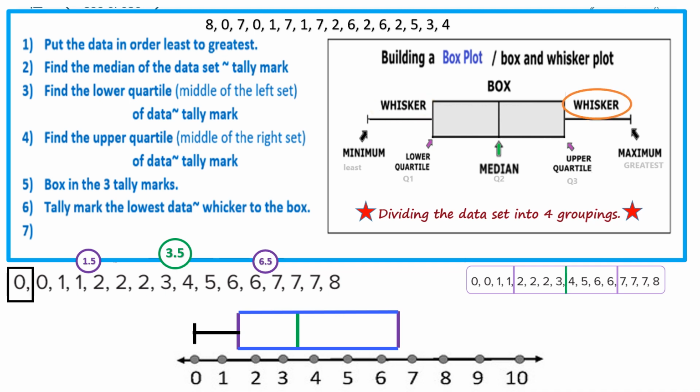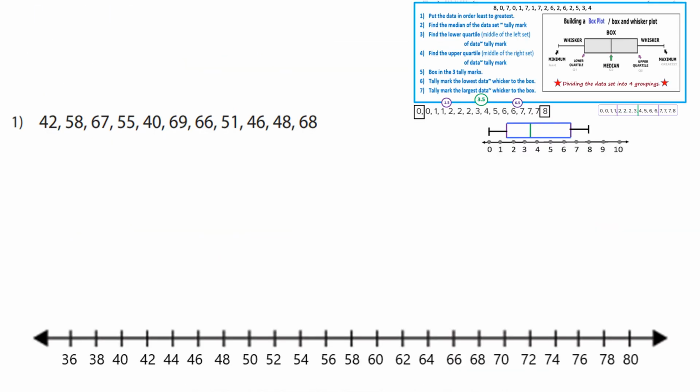Then on step 7, I do the same thing, but I'm looking for my upper whisker, and that is going to take me to my highest number or my largest piece of data. That's an 8 in this data set. So I make my tally mark above the 8, I connect it to the box. So I've created my entire box plot showing all of my data, that my data is divided into 4 equal groups when it comes to the pieces, and then I can focus in when I get to my next lesson on what I can interpret from the box plot itself.